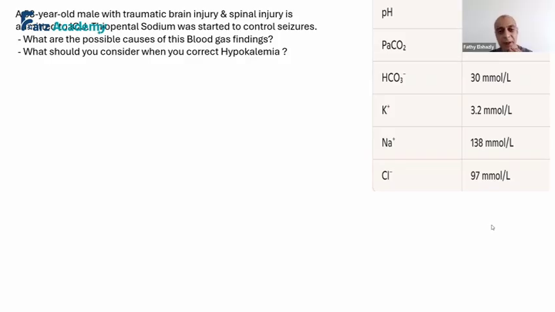Okay, next part of the question. What should you consider in correcting hypokalemia? We have to take care of the rebound hyperkalemia, because after suspending the thiopentone, it can lead to rebound. Well done. Obviously, you are an anesthetist, Bilal, and that's why you said this.